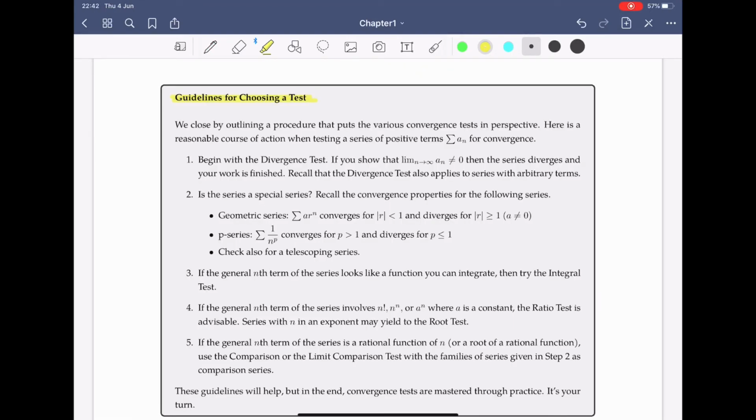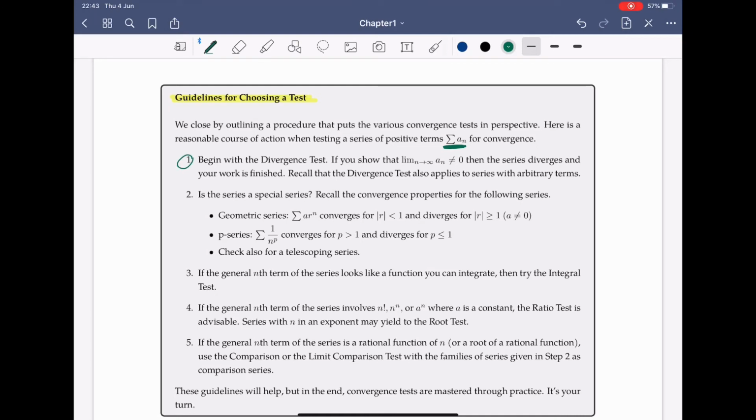Now you have learned a lot about the tests for the convergence of a series. So now you may get overwhelmed: how do I pick the test to use for each question? So this is the rough guideline for you. Let's look at this thing together. To check whether the summation of an is convergent or divergent, we can follow these steps.